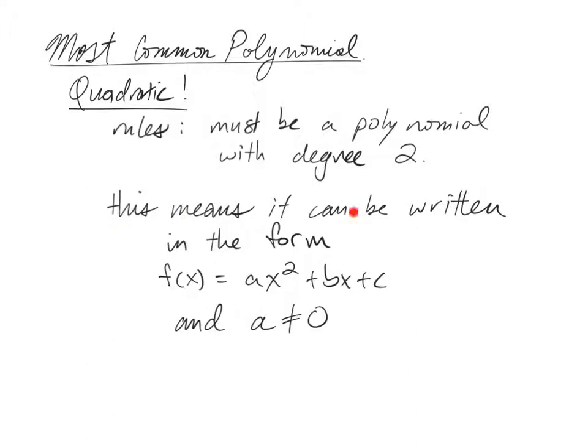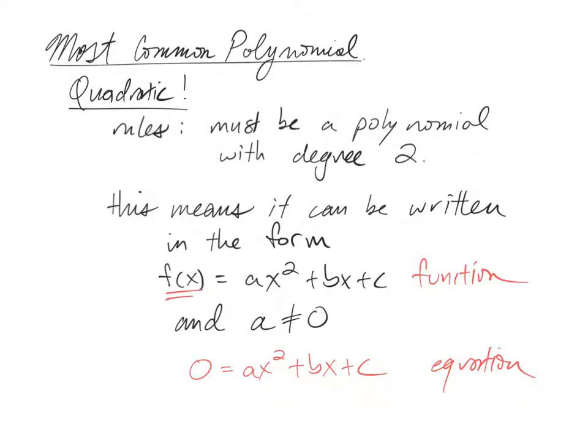This means it can be written in the form f of x equals ax squared plus bx plus c, and a can't be 0. Another way this could be written, if you see a quadratic equation, it could be 0 equals ax squared plus bx plus c. So this is an equation here, and this one up here is a function, and you can tell because of the function notation. But there will be a separate video for this.